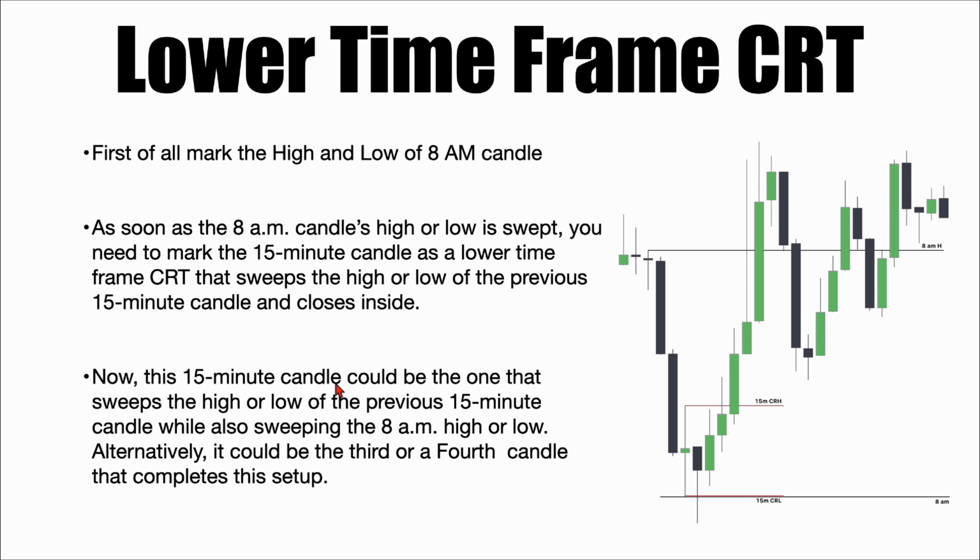This 15-minute candle can sometimes sweep both the high or low of the 8 a.m. candle and the previous 15-minute candle in one move. Alternatively, multiple candles might be involved, where it takes 2 or more 15-minute candles to meet this criteria. For example, as you can see here, this black 15-minute candle has swept both the low of the previous 15-minute candle and the 8 a.m. low simultaneously, closing back inside. And this candle qualifies as our lower time frame CRT, and you will look to take your trade on the third candle below or above its opening price, depending on your bias.